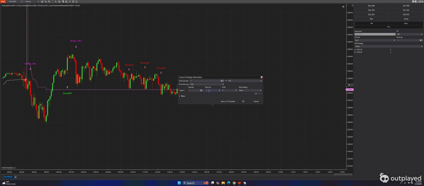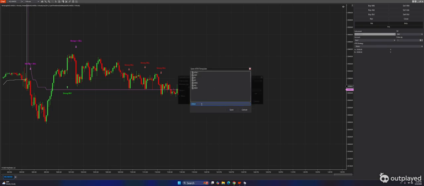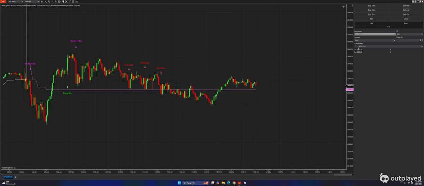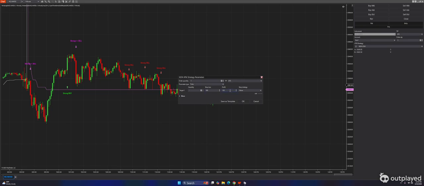So this is NQ. I'm most probably going to have my stop loss set at 100, my take profit set at 100 as well. Save this, I can call it new ATM. Save that. Okay, so now under my ATM strategy section, you see new ATM selected, and I have my account at the top there. So you can set your stop loss, set your profit, set your contract size.